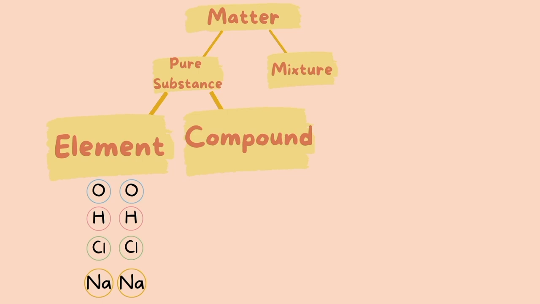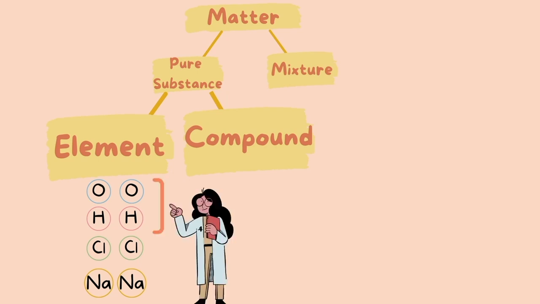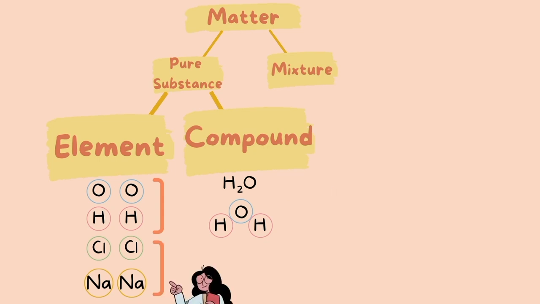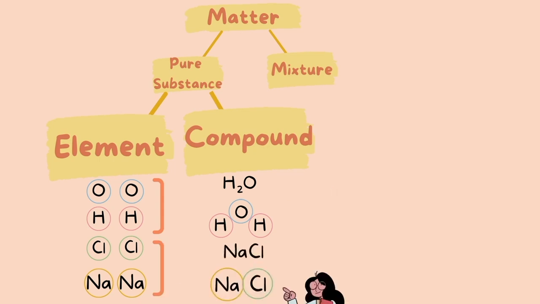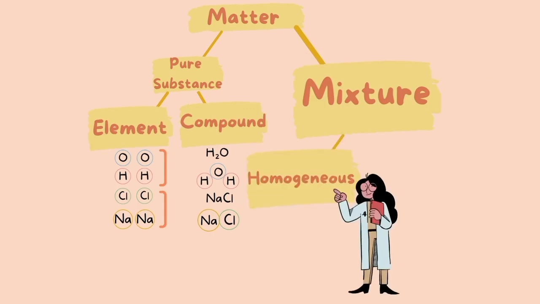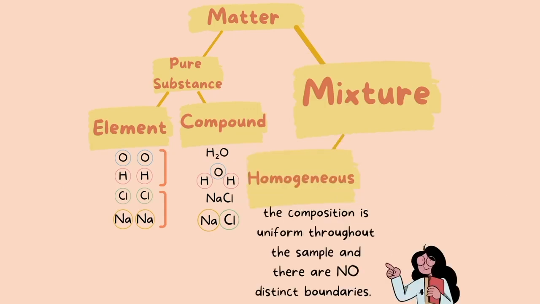Now we can combine these elements to make compounds. So if we combine hydrogen and oxygen, we can make H2O. If we combine sodium and chlorine, we can make sodium chloride. So remember that a mixture is two or more substances mixed together. In a homogeneous mixture, the composition remains the same in the entire sample. Or we can say that the composition is uniform throughout the sample.